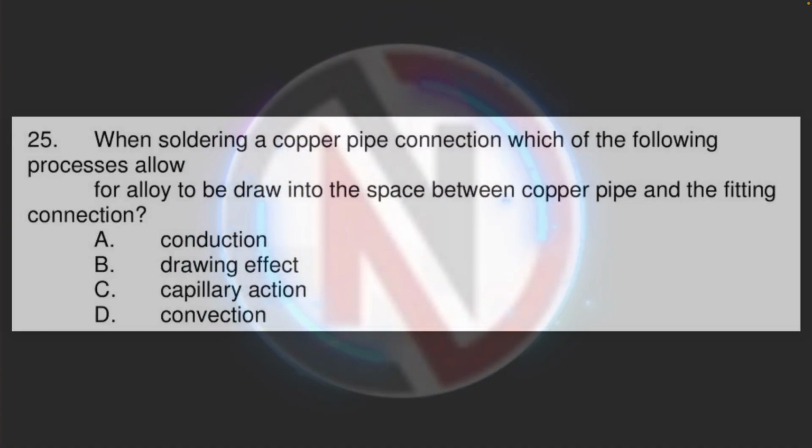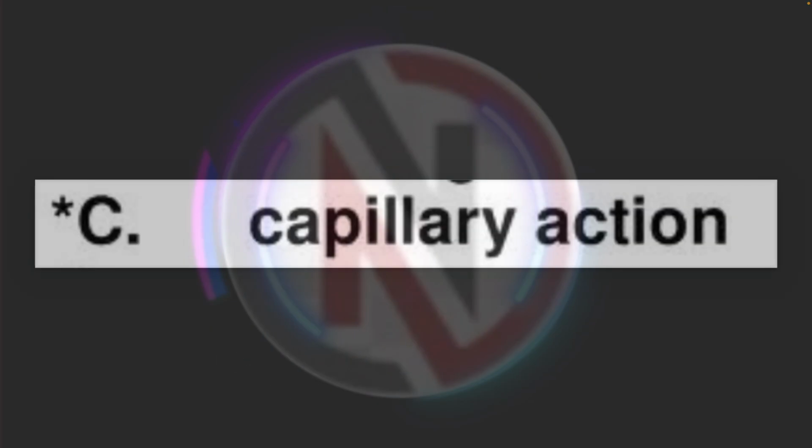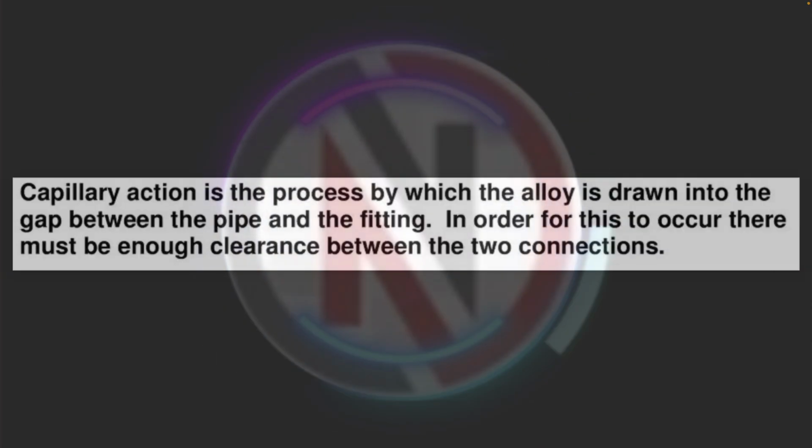25. When soldering a copper pipe connection, which of the following processes allows alloy to be drawn into the space between the copper pipe and the fitting connection? A. Conduction, B. Drawing effect, C. Capillary action, D. Convection. C. Capillary action. Capillary action is the process by which the alloy is drawn into the gap between the pipe and the fitting. In order for this to occur, there must be enough clearance between the two connections.